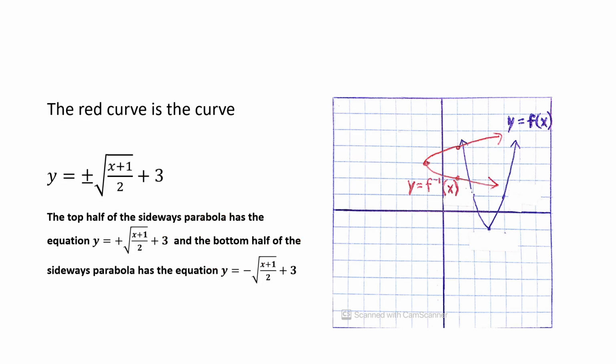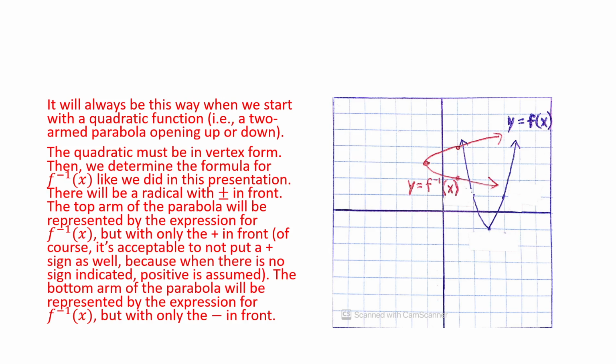So the top half of the sideways parabola has the equation y equals positive square root of (x + 1)/2, plus 3, and the bottom half of the sideways parabola has the equation y equals negative square root of (x + 1)/2, plus 3. Together they make y equals plus or minus square root of (x + 1)/2, plus 3. There's the positive, there's the negative. It will always be this way when we start with a quadratic function, i.e. a two-armed parabola opening up or down. So if we have a two-armed parabola and it's opening up or it's opening down, this will happen.